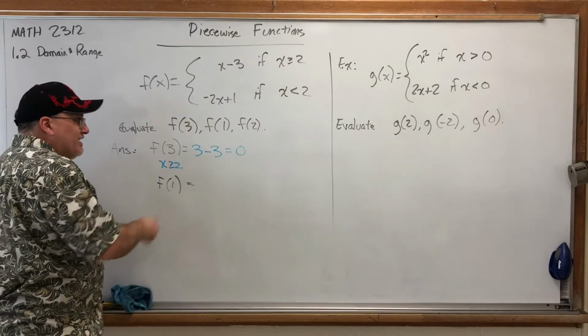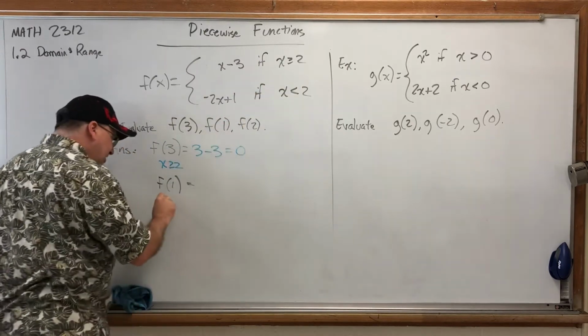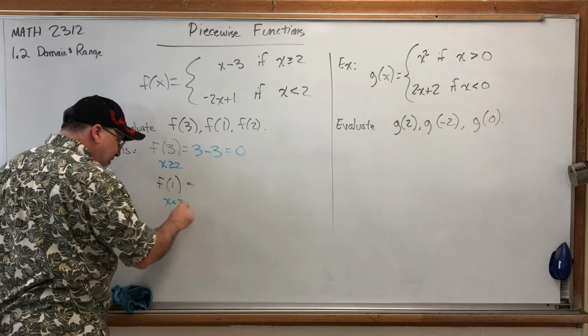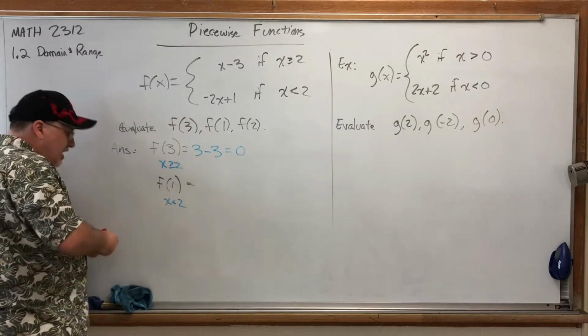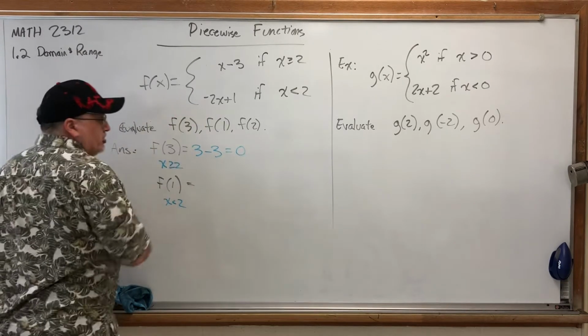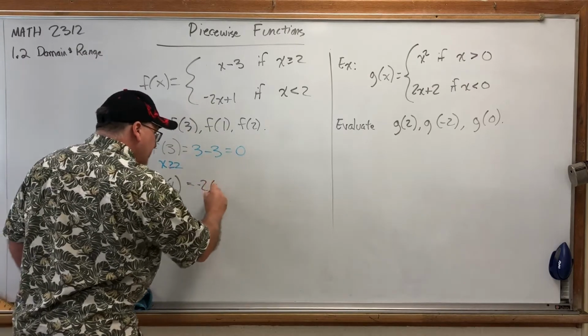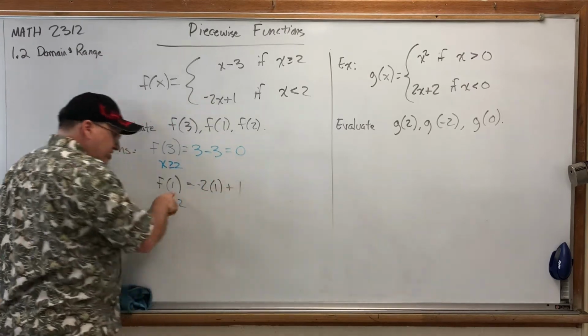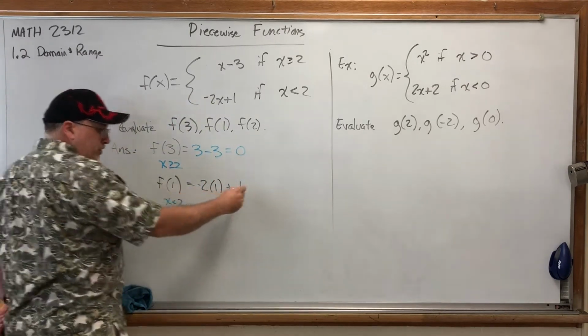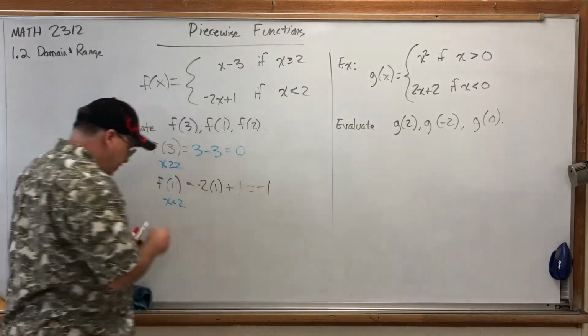Since 1 satisfies the inequality x is less than 2, because last time I checked 1 is less than 2, then we're going to use the bottom function, negative 2x plus 1, to this input. So negative 2 times 1 plus 1, that equals negative 1.